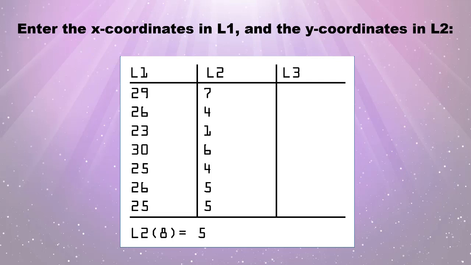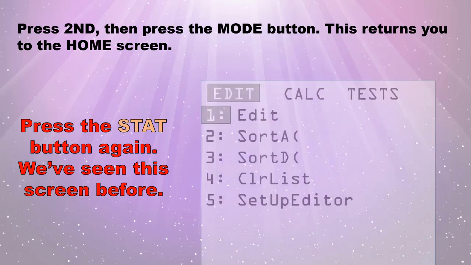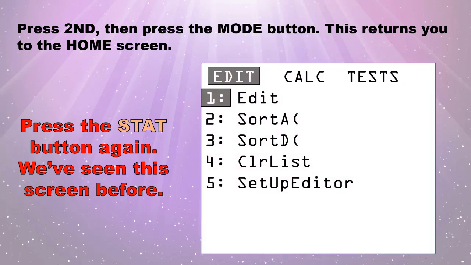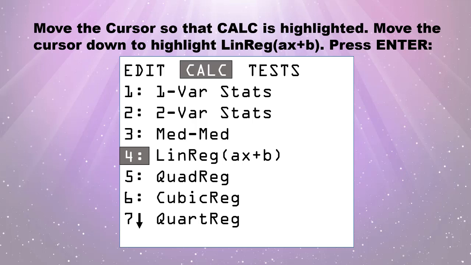And then once we have that all entered, we go ahead and press second and the mode button, which returns you to the home screen. And if you press the Stat button again, you go back to our Stat Edit screen. This time we're going to use the arrow key to move over to the Calc tab at the top. So when we get to that screen, we want to scroll down to the 4th entry, which is LinReg(ax+b). That means linear regression to give you an equation in the form ax plus b. That's the one we want to do.